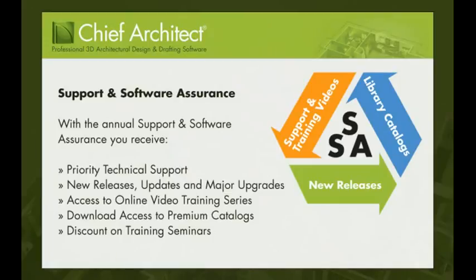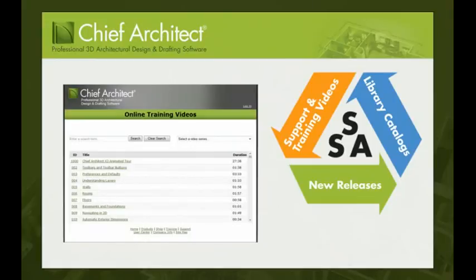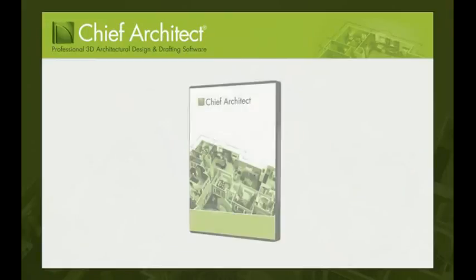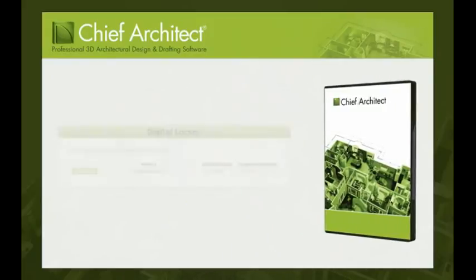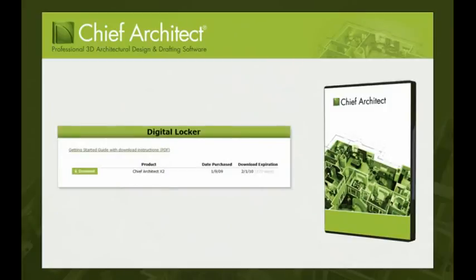For those that have Support and Software Assurance, we have placed all of our training videos online and they are now fully searchable. Beginning with Chief Architect version X2, our products are now designed environmentally friendly. The software is available via download with an easy-to-use software lock security mechanism that can be easily transferred between computers.